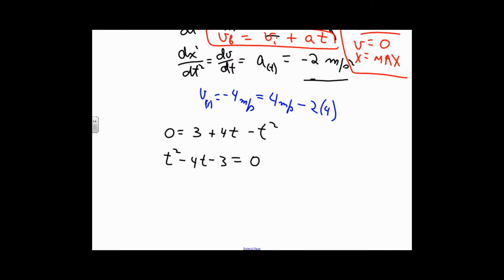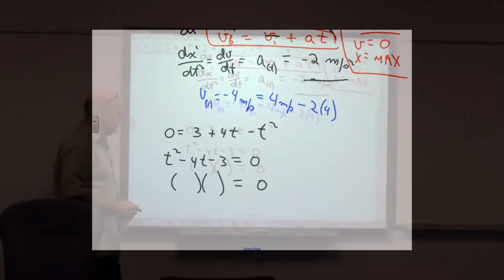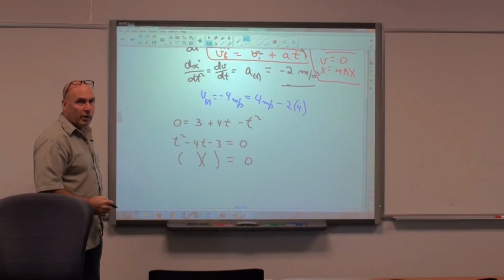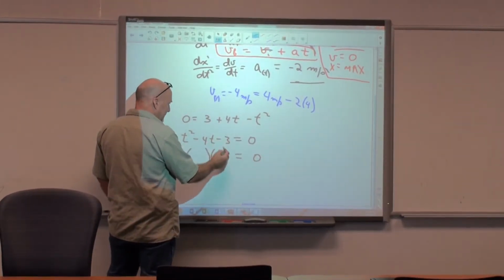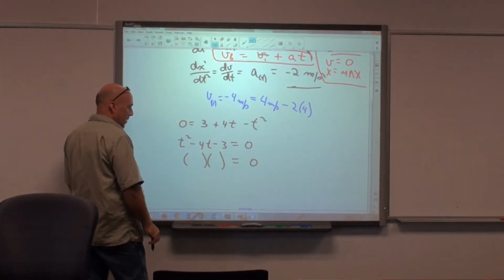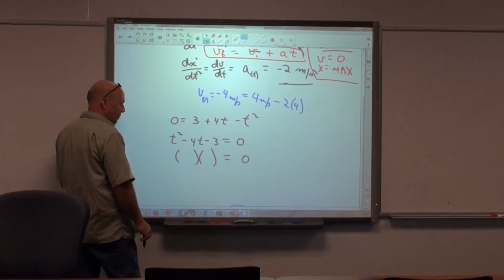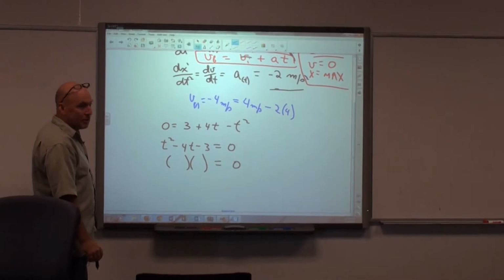Now you can think of any two numbers multiplied together. Maybe we don't have to use the quadratic formula for this particular one. I made these numbers up, so I'm just going to get lucky, I hope. What two numbers multiplied together give you negative 3, but added together give you negative 4? Is there two numbers that do that? Multiplied together give you negative 3, but added together give you negative 4. And the answer is, I don't think so.